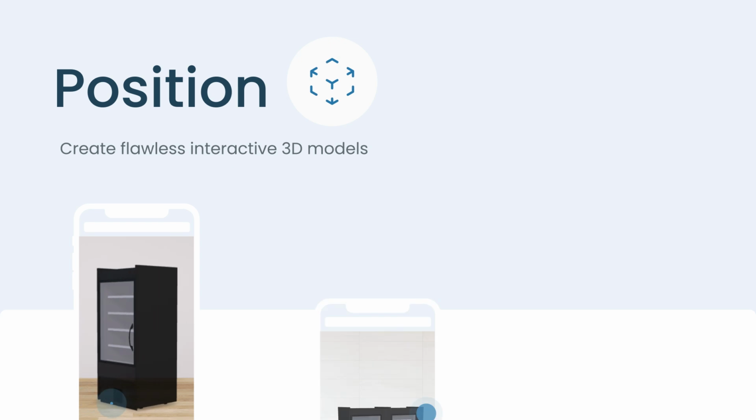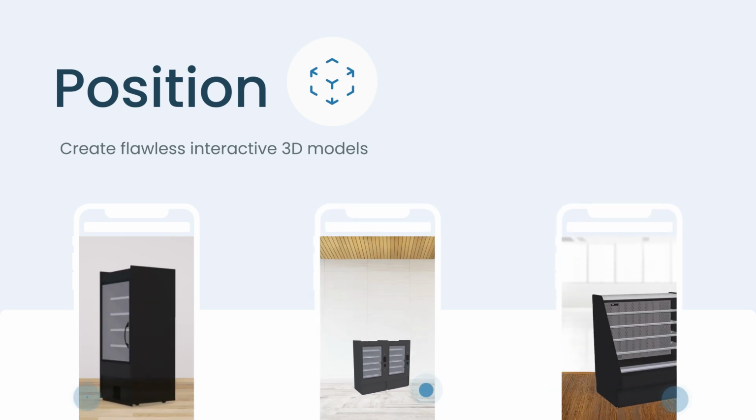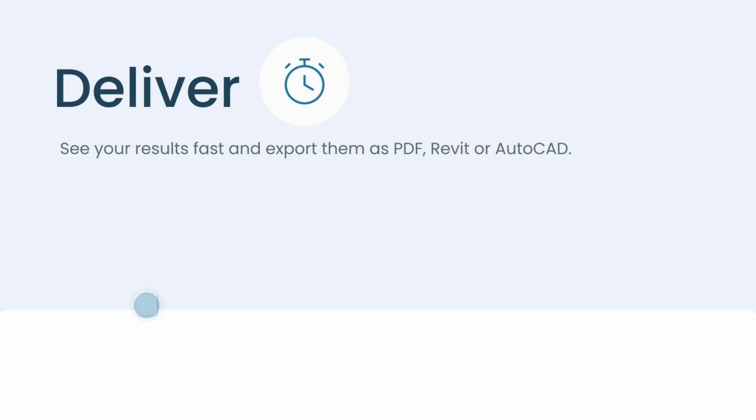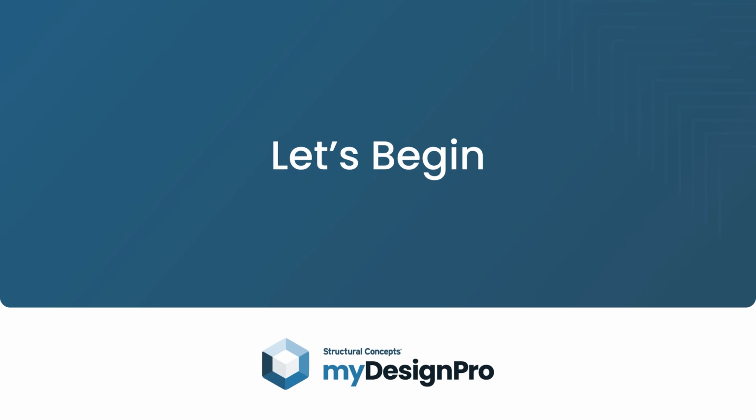Position. Use augmented reality to visualize the merchandiser in your space with your phone or tablet. Deliver. See your results fast and export them as PDF, Revit, or AutoCAD.